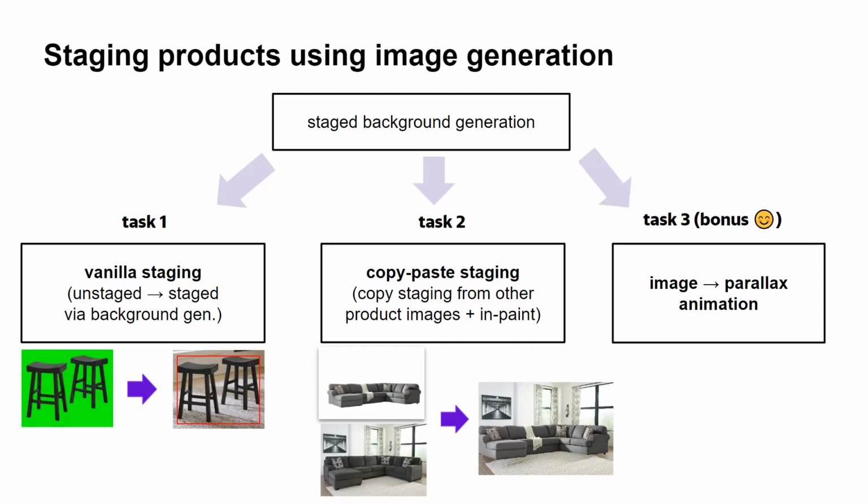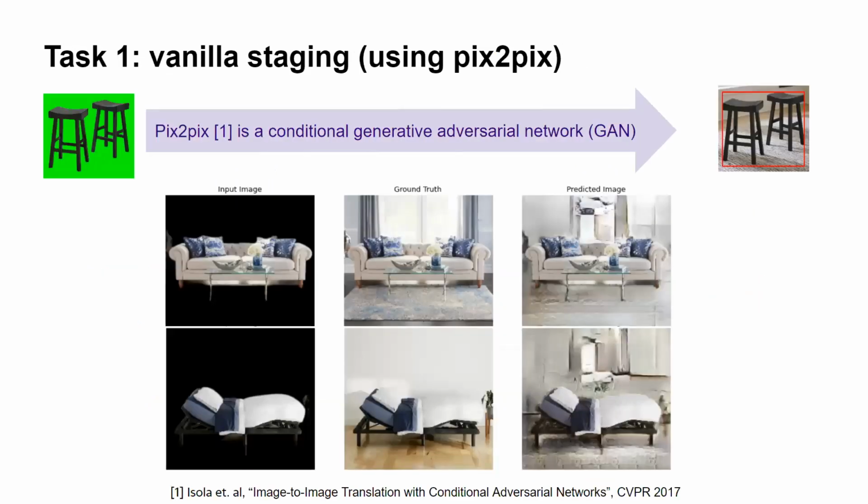In addition, there was another task that we studied, and we think of it as a bonus task because it came as a nice side benefit of studying tasks one and two, and it's on generating an animation from an image. So with this, let's get started with tasks one and two, and I'll cover task three towards the end. So task one, as I just described, is to generate the entire background around a product.